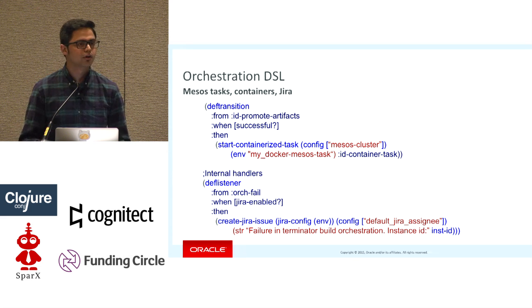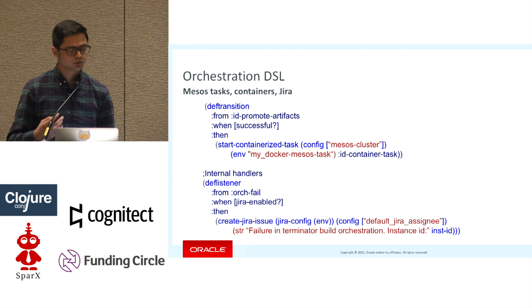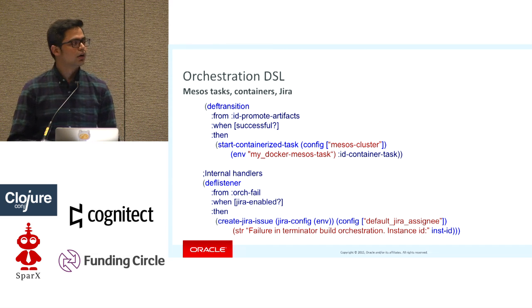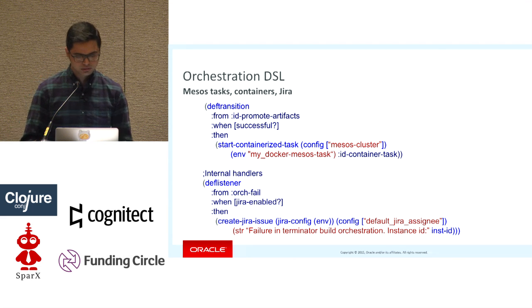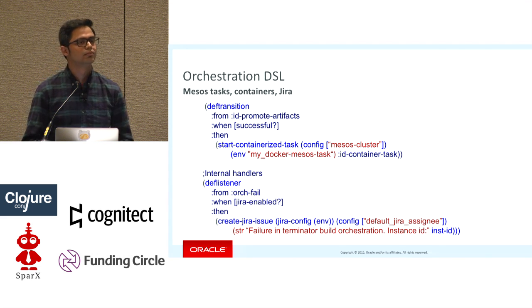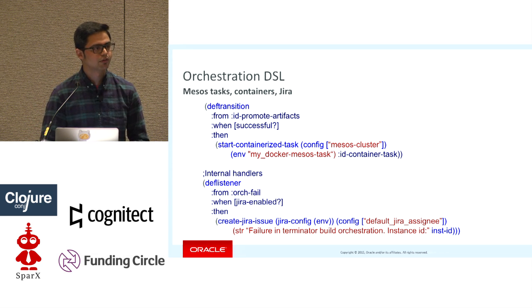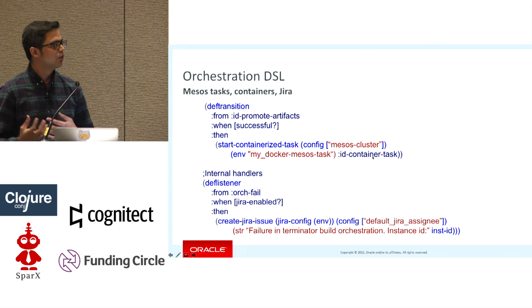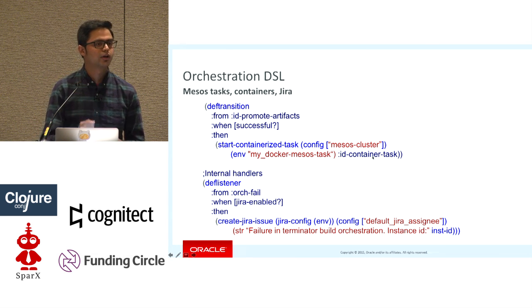So let's say after you promoted your artifacts, you want to start your Docker container or run your Docker container on a Mesos resource, right? So start containerized task is one of the job dispatcher functions that we provide. Again, if you've looked at any of these job dispatcher functions, the spec for them is simply, they all end with a job label. So they all expect a job label that you correlate that particular action with.